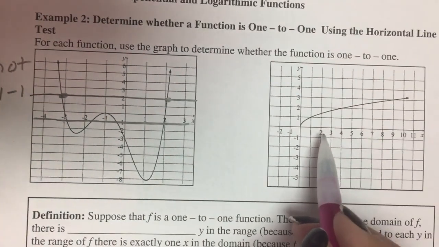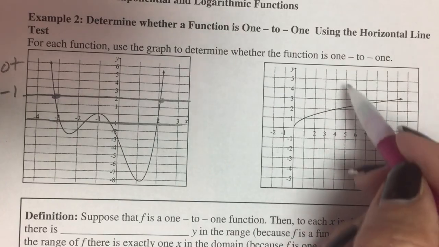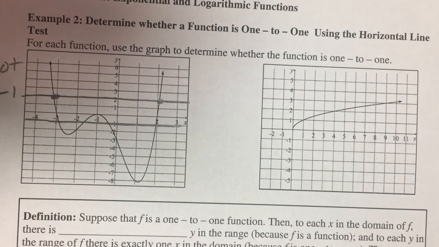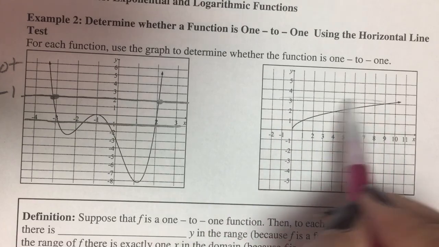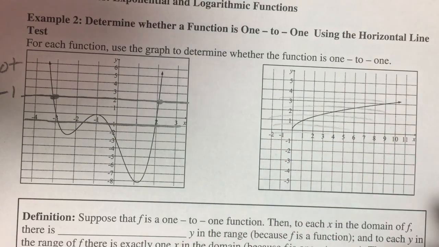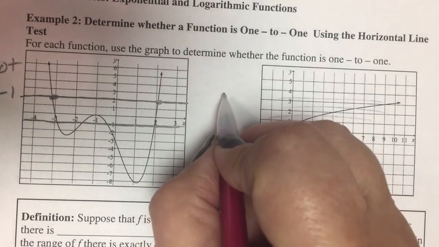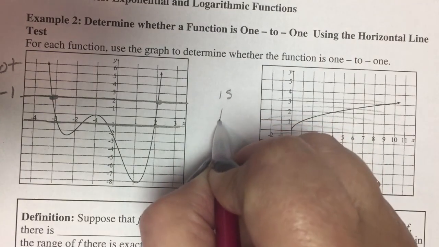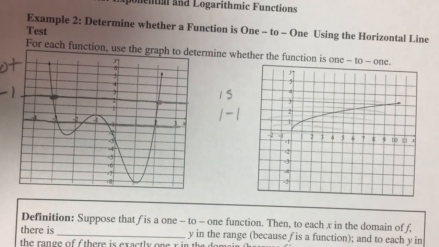How about this graph right here? It passes the vertical line test, absolutely. So it's a function. Does it pass the horizontal line test? It does. Since it passes both, this is a one-to-one function.